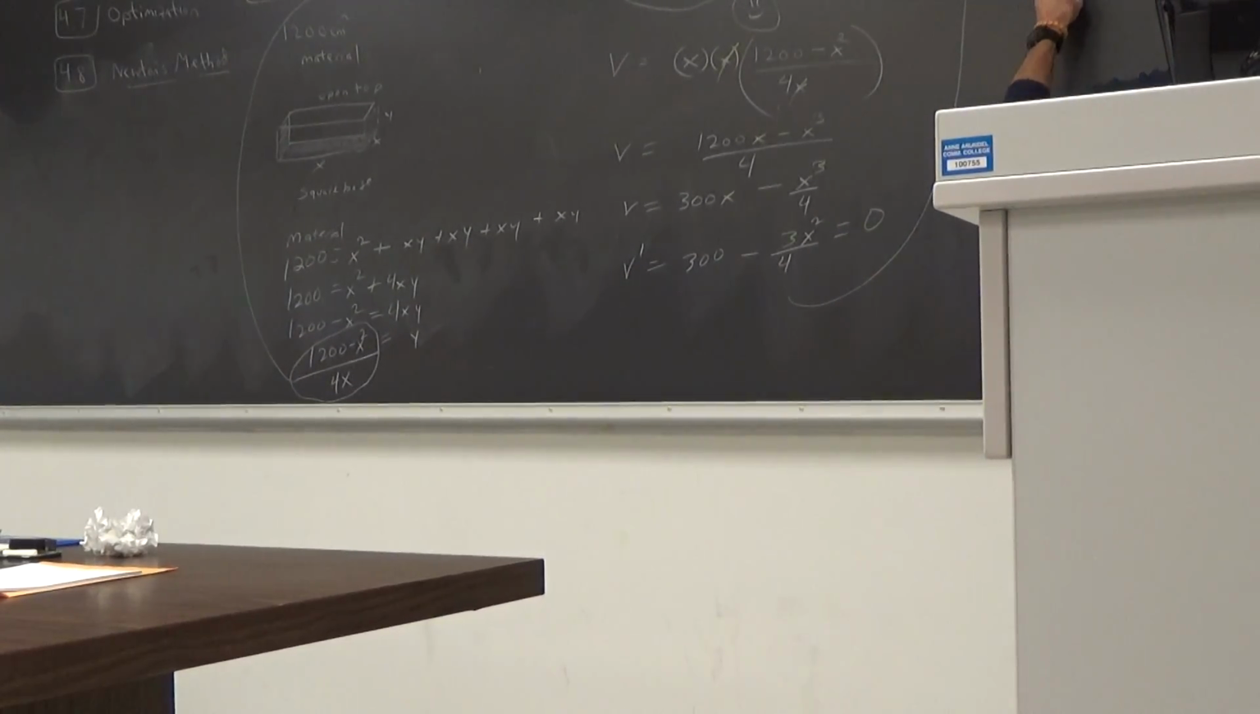3x squared over 4 equals 300. I don't want to do the quadratic formula. How do I get that 4 and 3 off that side? Multiply 4 thirds on the other side. Let's multiply 4/3 on both sides.